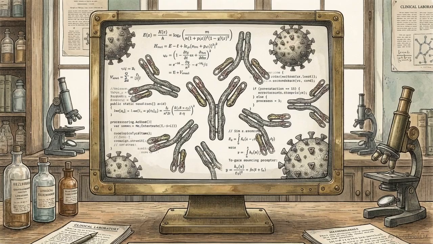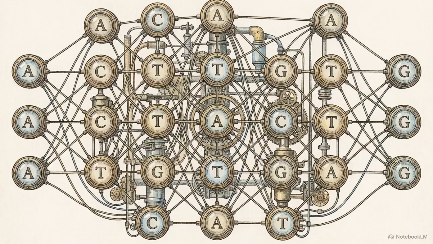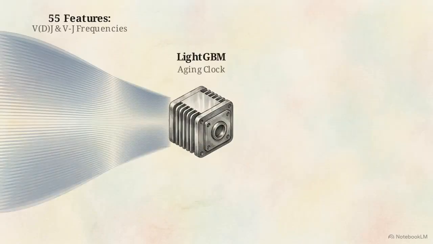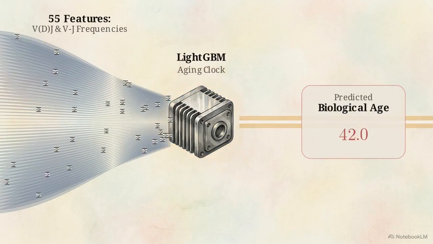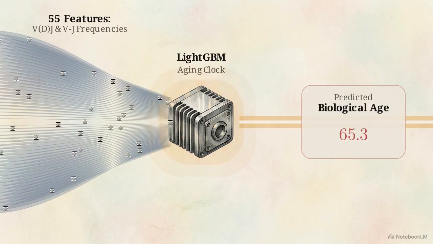Researchers required a mathematical model to unify the data of natural aging with the observations of viral acceleration. They built a LightGBM machine learning model to predict biological age based on immune sequence data. The model processes the exact usage frequencies of 55 highly specific VDJ genes and VJ combinations.